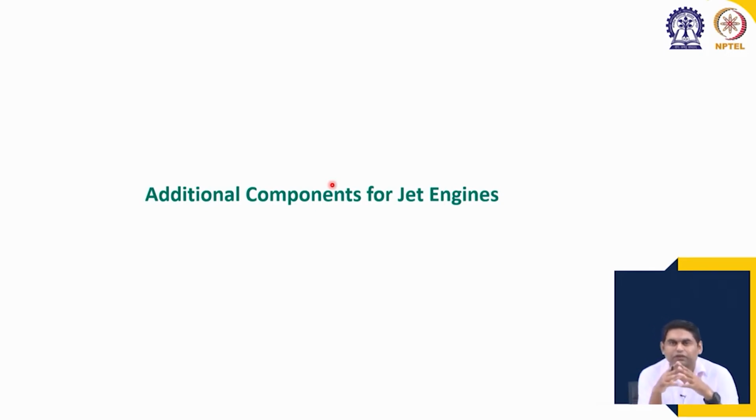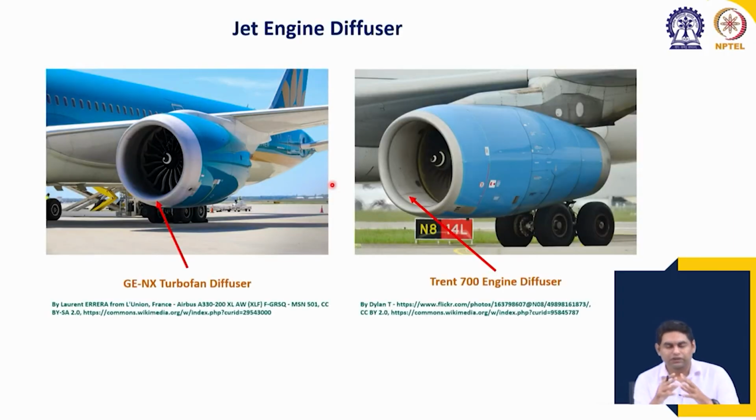These are also the major components for a jet engine, but there are some additional components required for jet engines. So, before finishing the class, we will quickly discuss those. So, three main additional components are required. One is known as the diffuser.